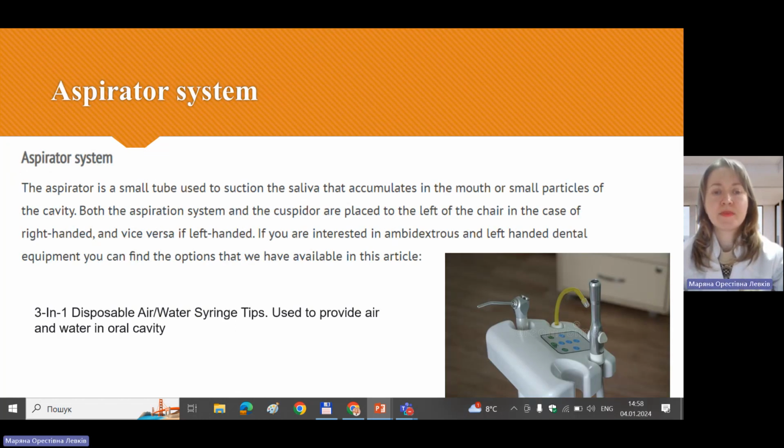Aspiration system. The aspirator is a small tube used to suction the saliva that accumulates in the mouth or small particles of the cavity. Both the aspiration system and the cuspidor are placed to the left of the chair in the case of a right-handed operator, and vice versa for a left-handed operator. If you are interested in ambidextrous and left-handed dental equipment, you can find the options available in the article that is in the list of references to this lecture.